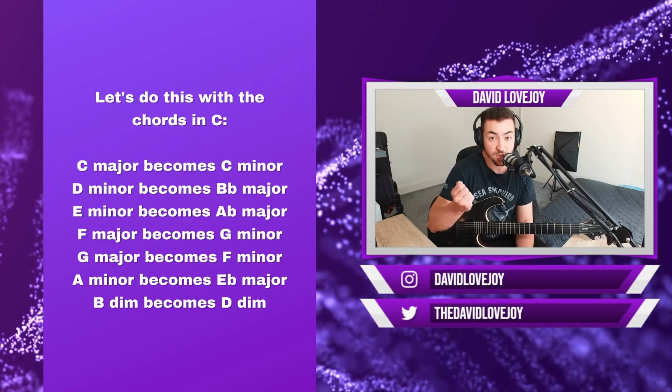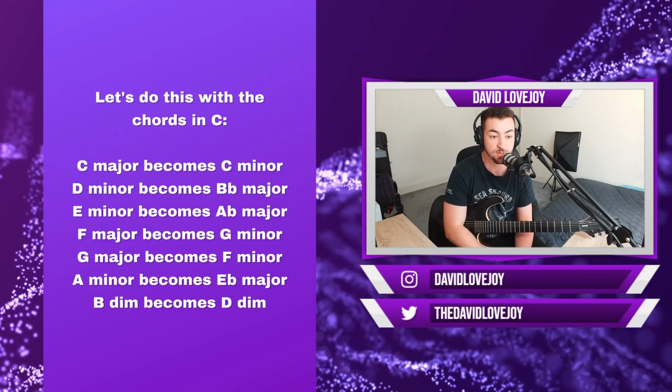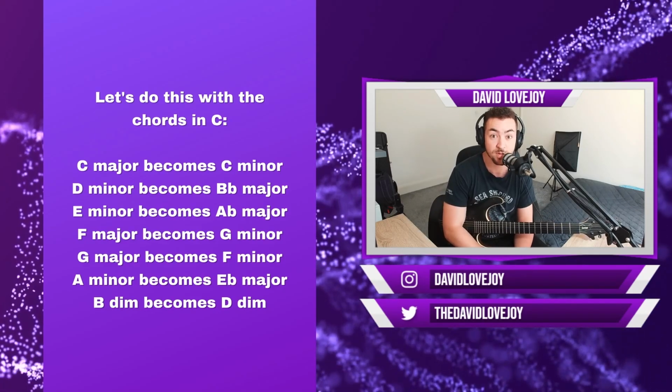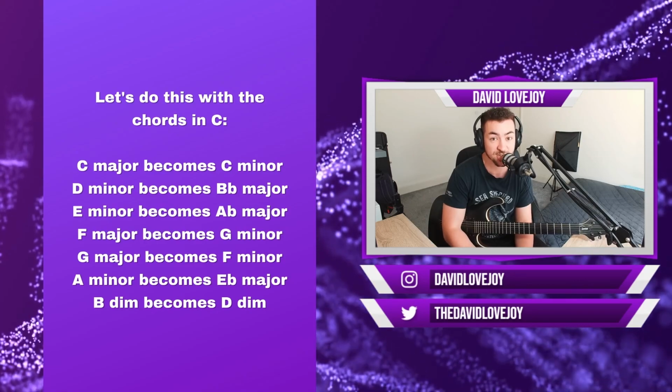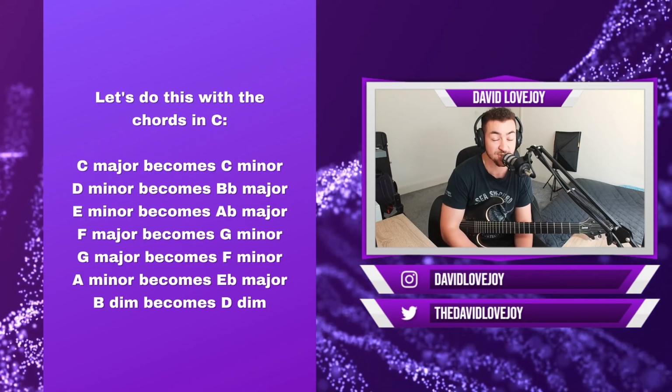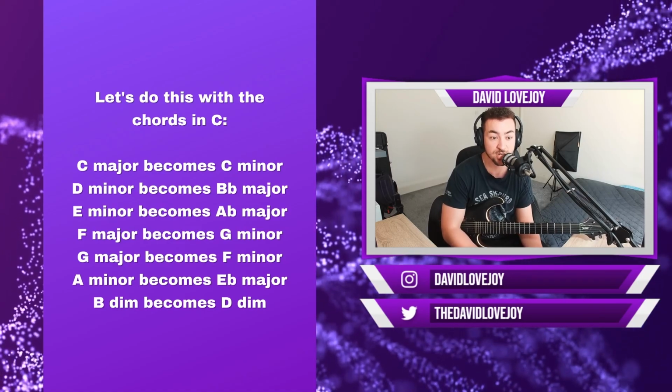So let's do this with the chords in the key of C. If we have a C major chord, we have the notes C, E, and G. The C gets changed to a G, the E gets changed to an E flat, the G gets changed to a C. That creates all the notes in the chord C minor. And you can do this with all the other chords.